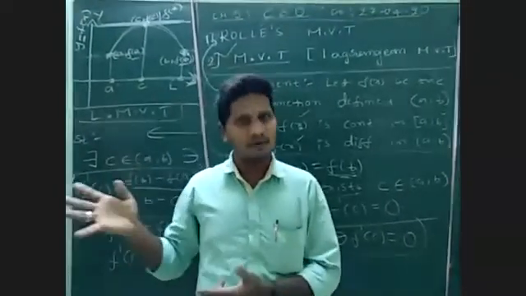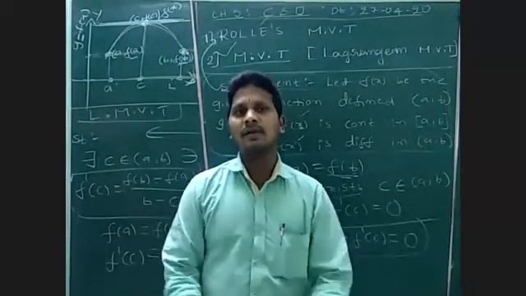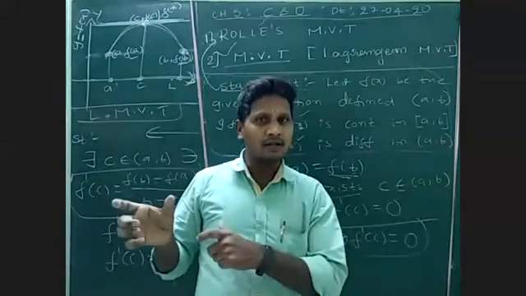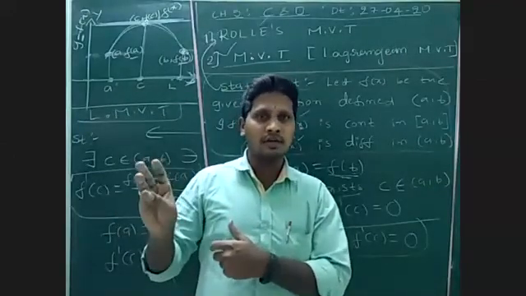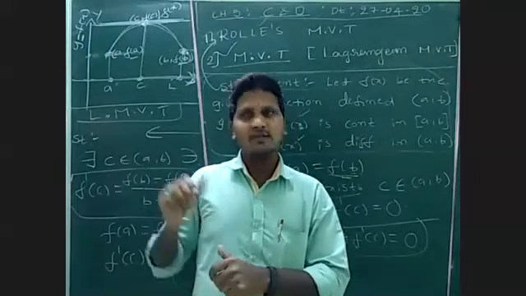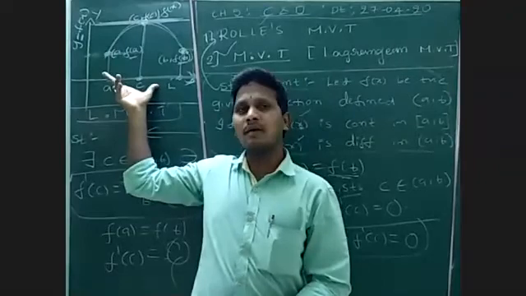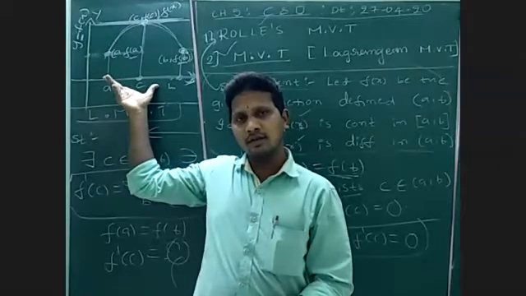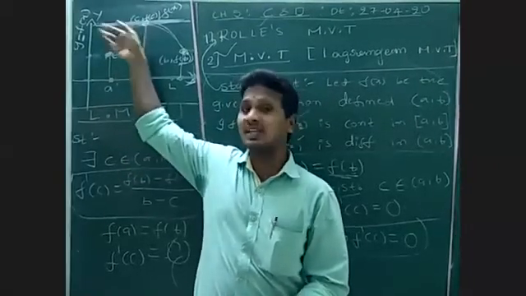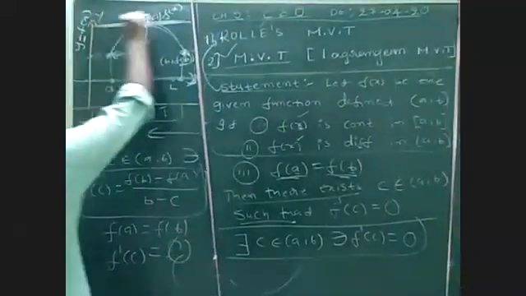The given function is f of x, first it is continuous in the closed interval [a, b], and differentiable in the open interval. In Rolle's, there is a third condition, that is f of a is equal to f of b. Then there exists one point C in the interval (a, b), between these two values, such that f dash of c is equal to 0. f dash of c equal to 0 means the tangent is parallel to the x-axis.